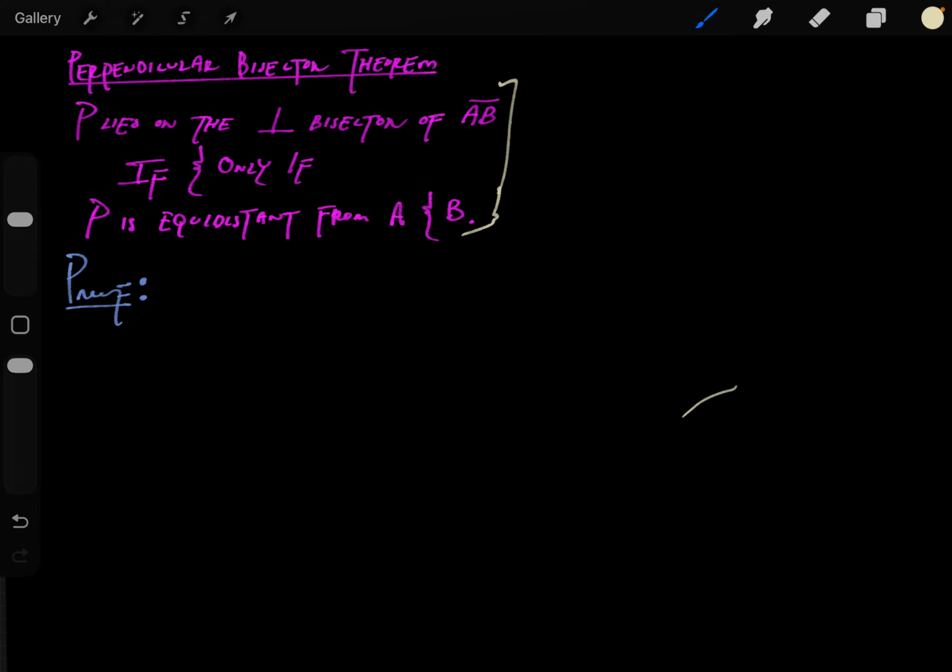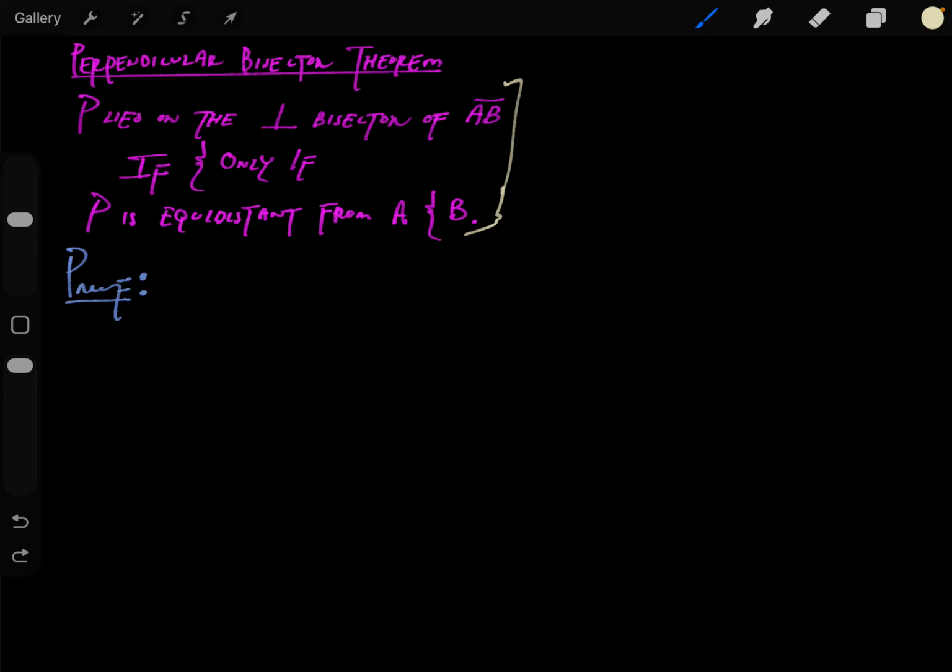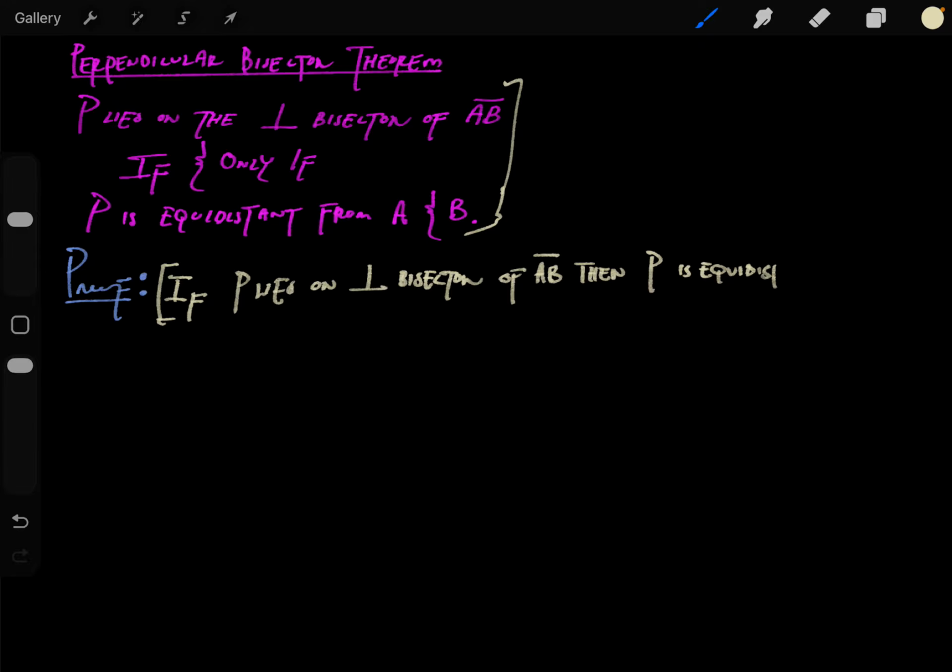So we're going to say: if P lies on the perpendicular bisector of AB, then P is equidistant from A and B. Okay, so this is the first direction we need to prove.